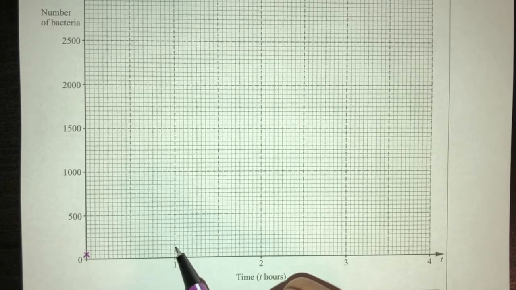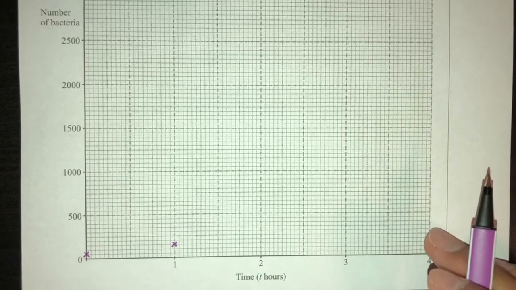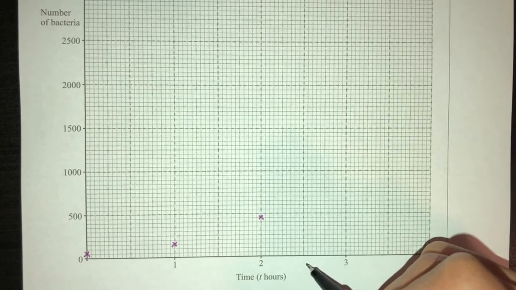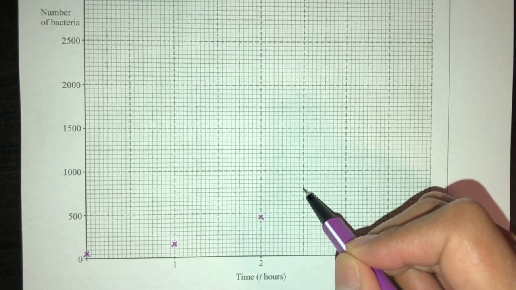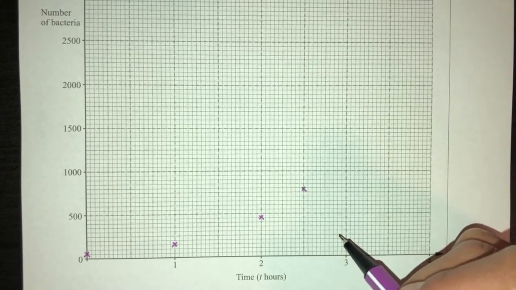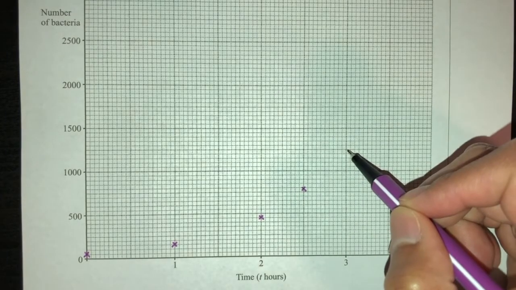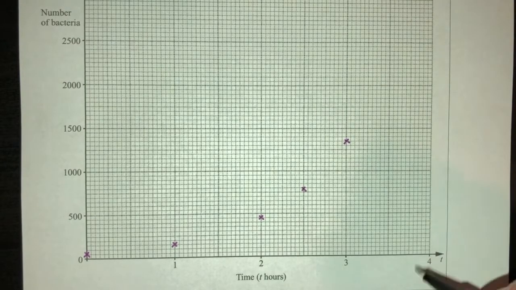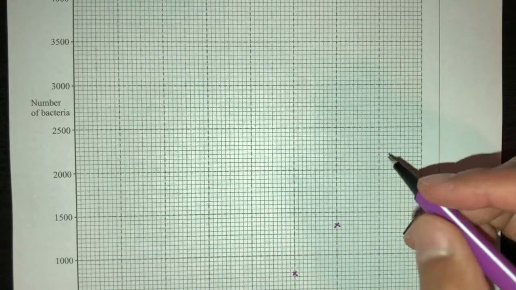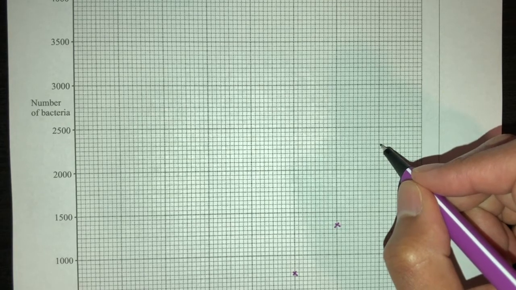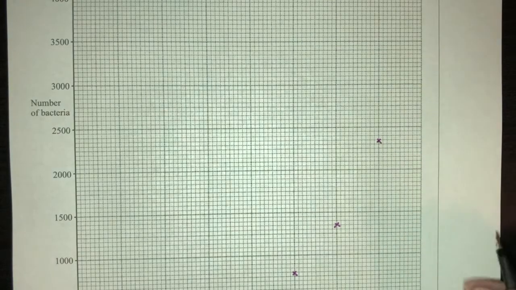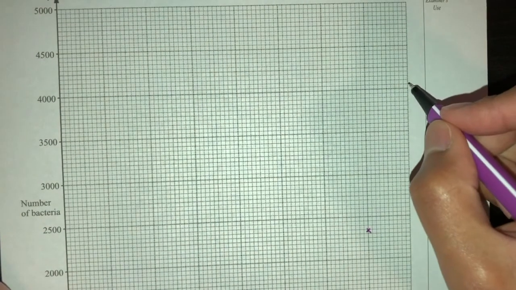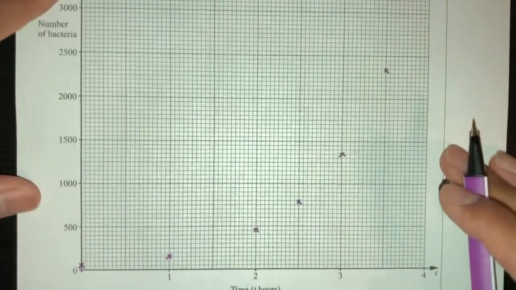Then we have 150 right here. Then for 2, 450 should be right here. 2.5 will be 750, just before this one. That will be 3, 1350. Then we have 3.5 will be 2340, right here, and 4 will be 4050. 4050 will be right here. So as you can see, we have all these points.